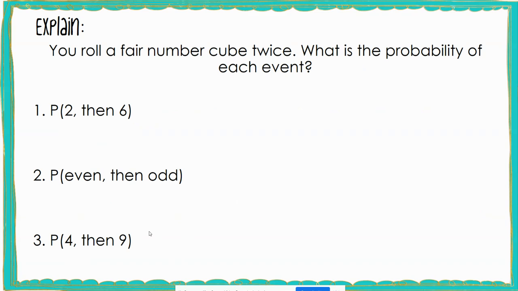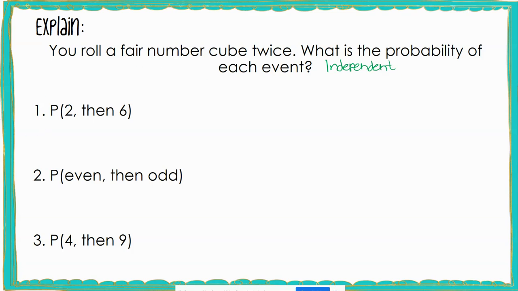Our first examples say you roll a fair number cube twice. What is the probability of each event? Well, before we get started, let's first figure out if this is a dependent or independent event. So if we roll a fair number cube twice, would that be dependent or independent? Put your answer in the chat. We know that this is an independent event because if we roll a number cube and then roll the same number cube again, we have not changed any of the outcomes. So all of the outcomes are still possible.